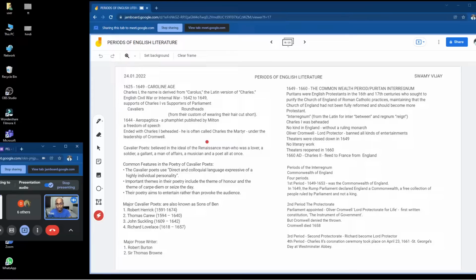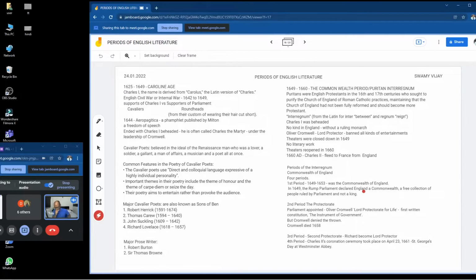During those days theaters were closed. When theaters were closed, where is the scope for playwriting? Where is the scope for dramatists? So there were no plays, no dramas in that age. Only a few literary works could be completed during that age. So theaters were closed, no literary work, and theaters opened only after this period, the Puritan interregnum, ended in 1660. And Charles II became the king of England after this Commonwealth period, the Puritan interregnum.